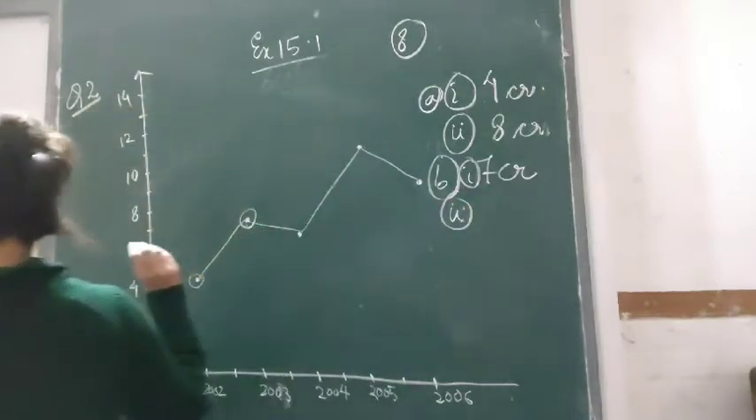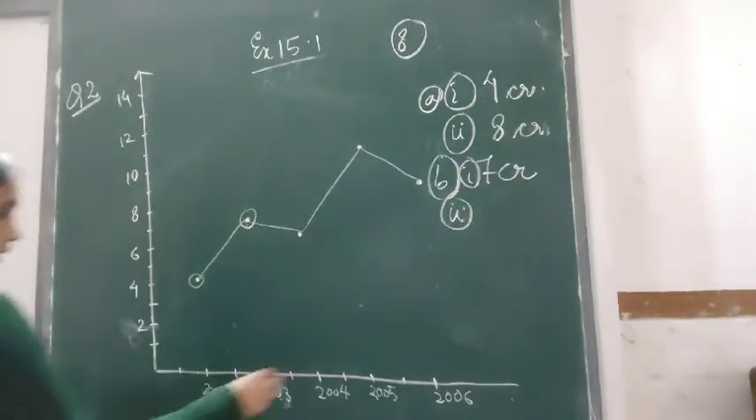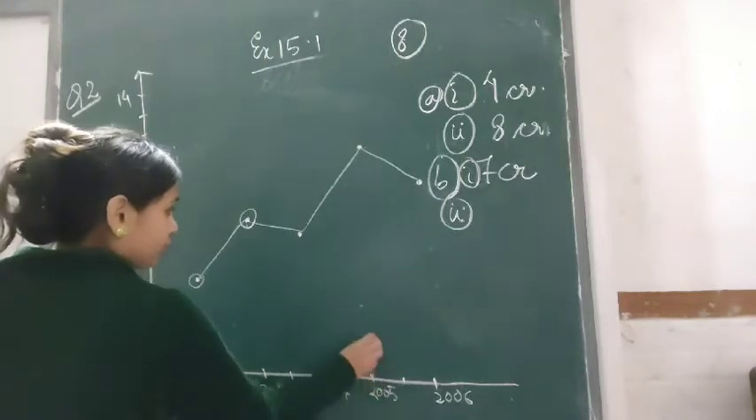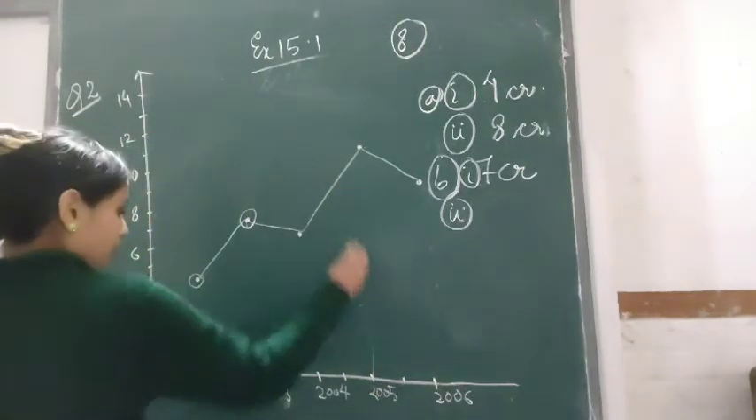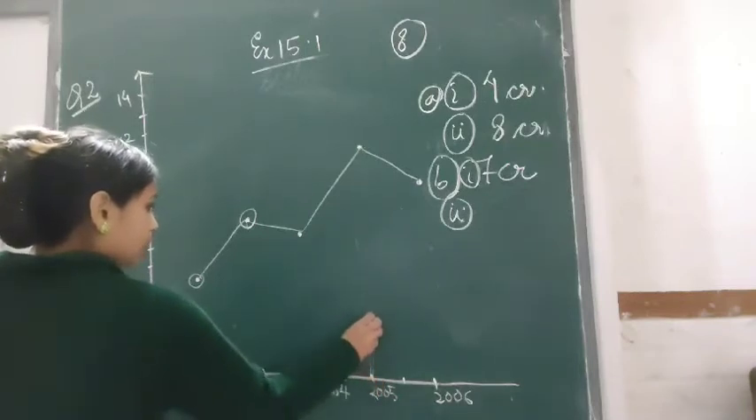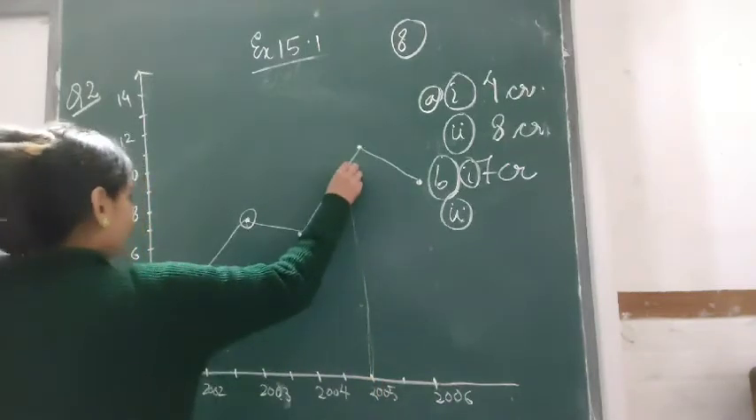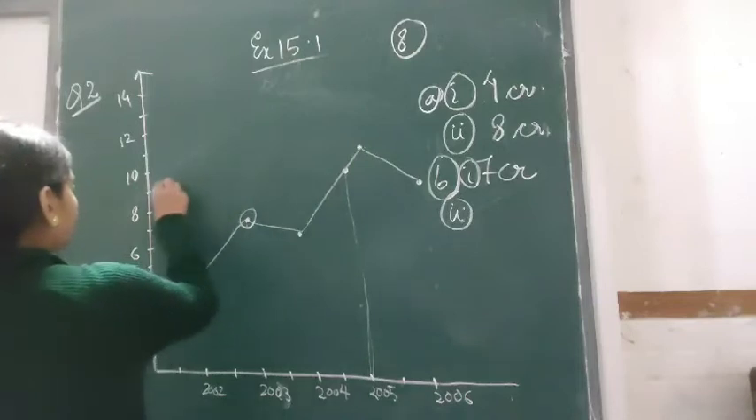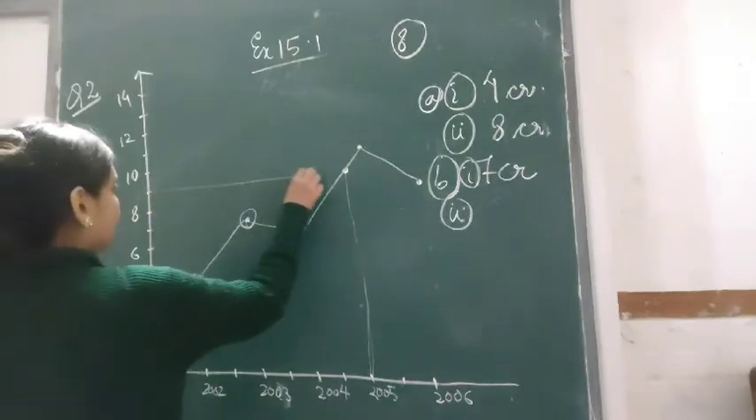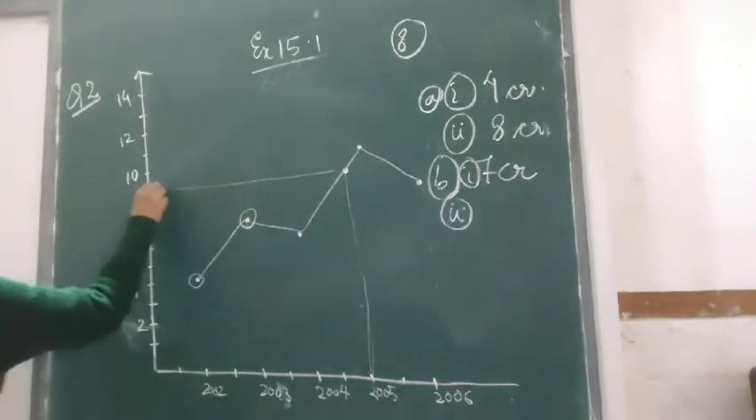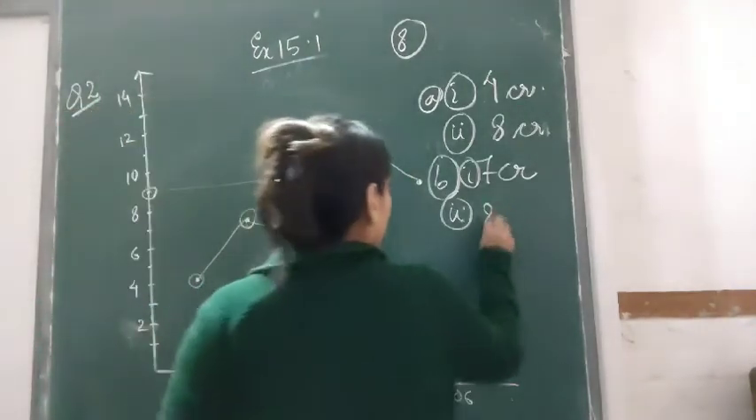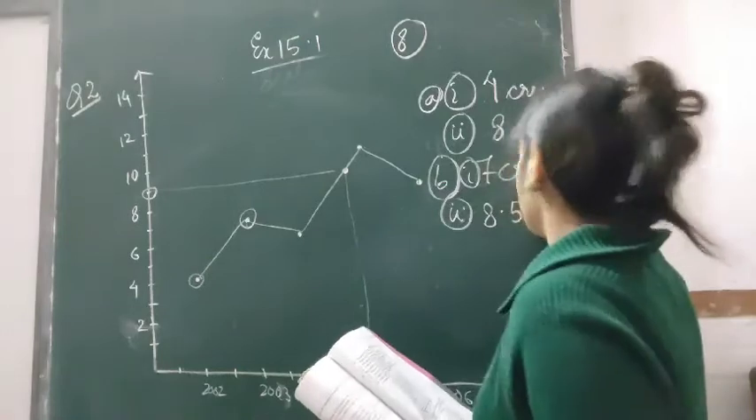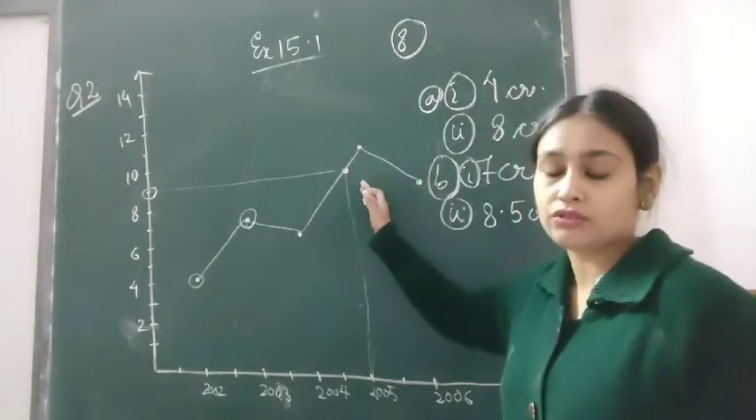And the second one, in 2005. Where is 2005? This is 2005. Is any point made? No, the point is not made. So at this line, which point is meeting? This point is meeting here. So I think it is 8.5 crores. Yes, and that too approximately. 8.5, because I have made the diagram without using the scale, children.